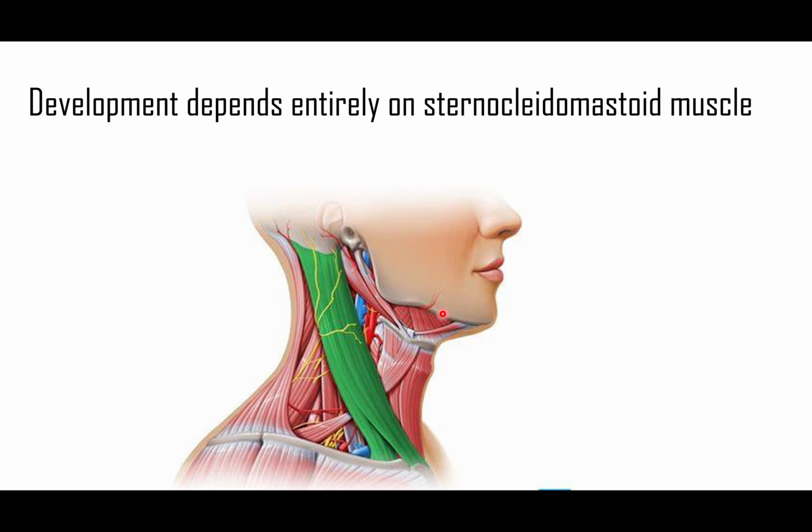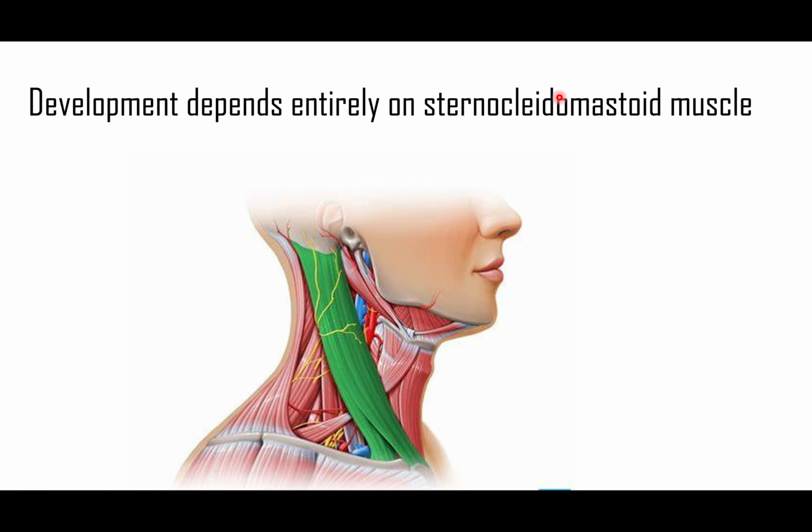So whenever the person has a functional demand on this muscle, that is the sternocleidomastoid muscle, it will affect the mastoid process and will cause its growth. Depending on the functional demand of the sternocleidomastoid muscle, we can say that the mastoid process grows. So the statement that the development of the mastoid process depends entirely on the sternocleidomastoid muscle is totally correct, on the basis of the functional matrix concept of growth. So the first option is correct.